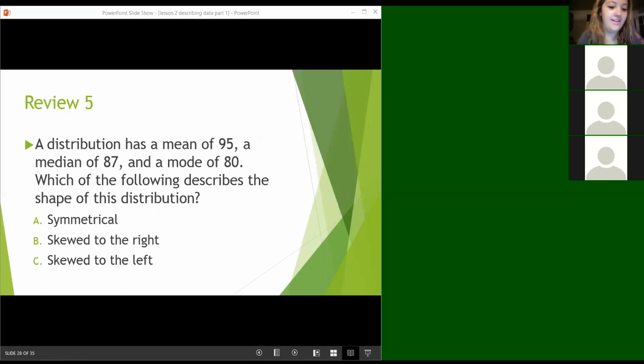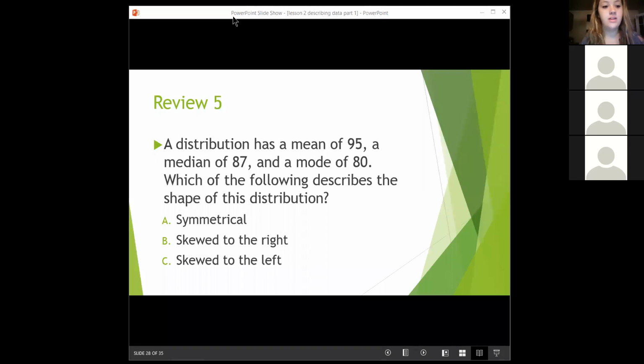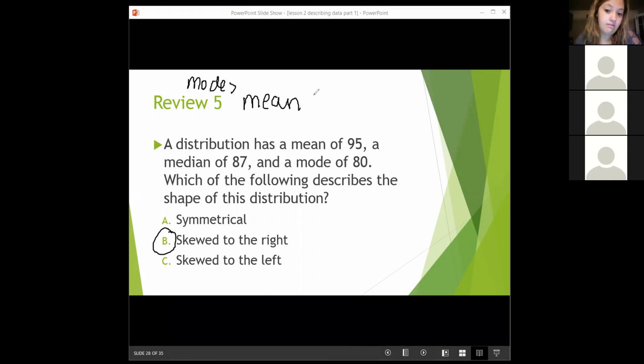Good answer. Okay, so our answer here, I paused my share. Oops. Okay, this can be skewed to the right. So remember, if we look at our rankings, technically our mode is going to be our smallest, which is greater than our median, and then our biggest is going to be our mean.